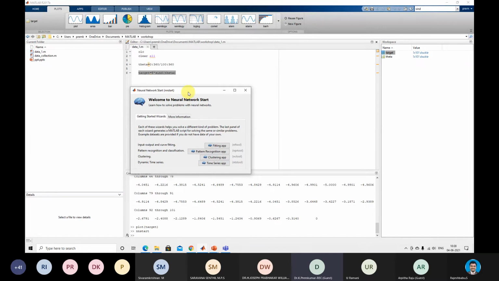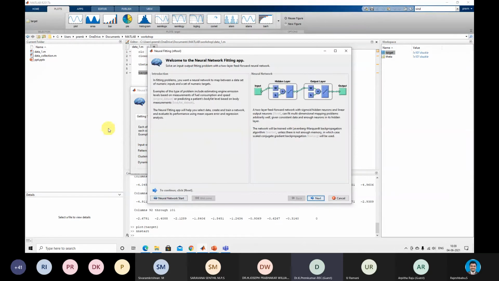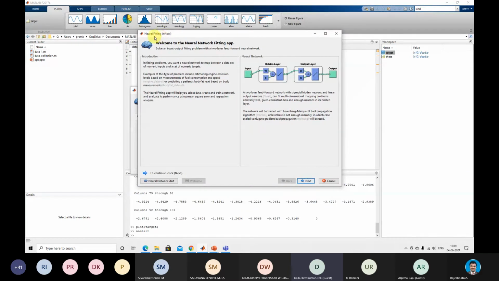So here we are going to use only one thing, the first option. You have to use the curve fitting concept, right? So you have to fit the output target with the input data. For that you have to use the fitting app. After that, you will see the neural network fitting, curve fitting tool, right?